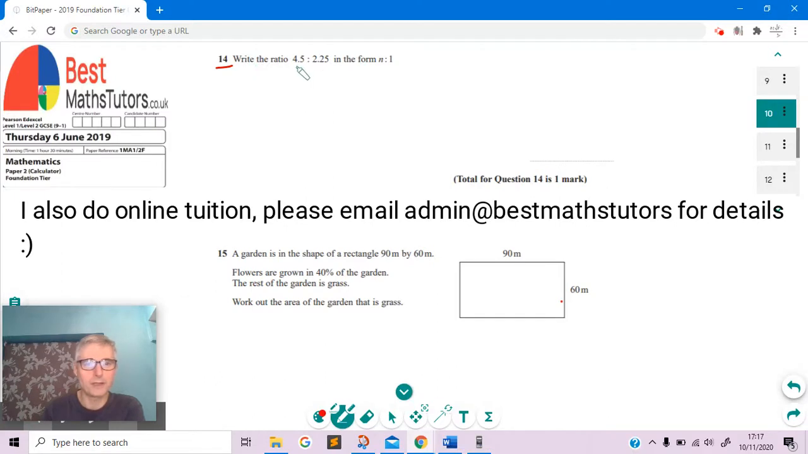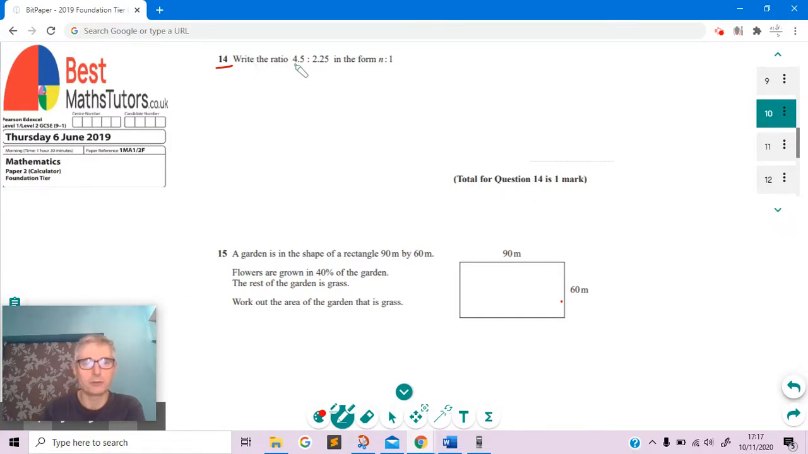So this one is a ratio, and we've got the ratio 4.5 to 2.25, and we've got to rewrite it in the form n to 1. So what we need to do is change the 2.25 into a 1, and we can do that by dividing 2.25 by itself. That will give us 1.